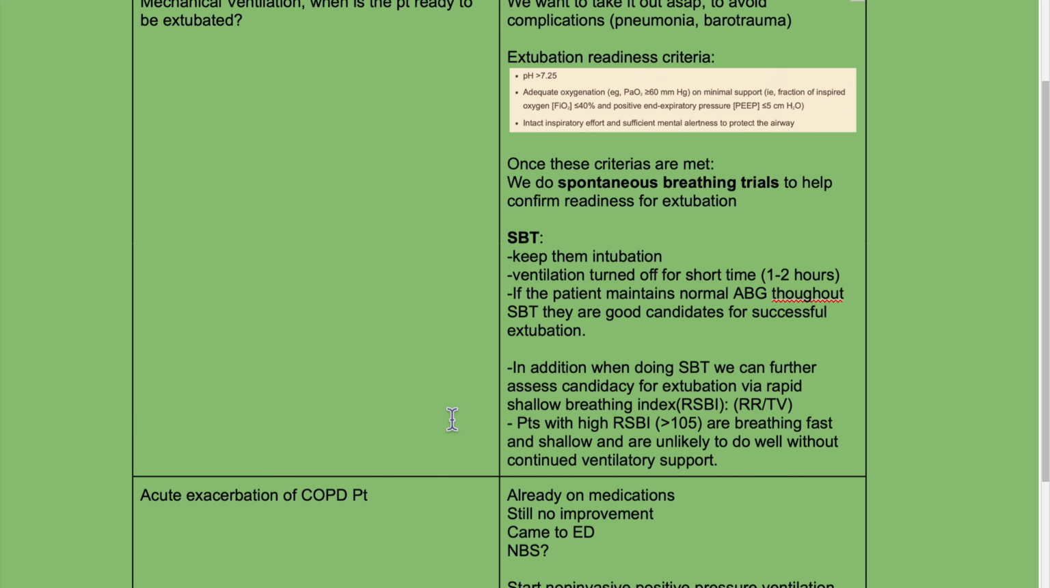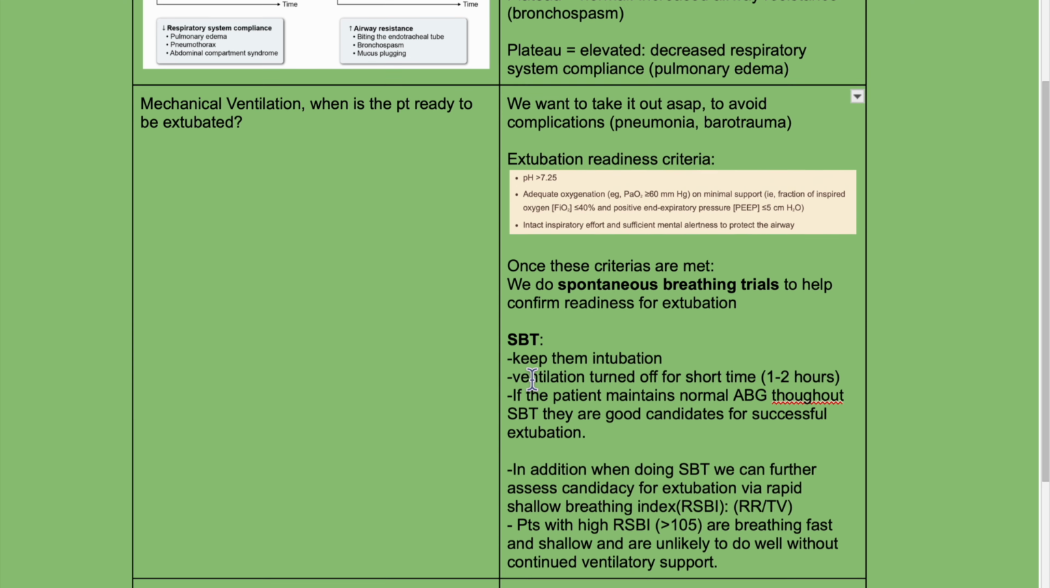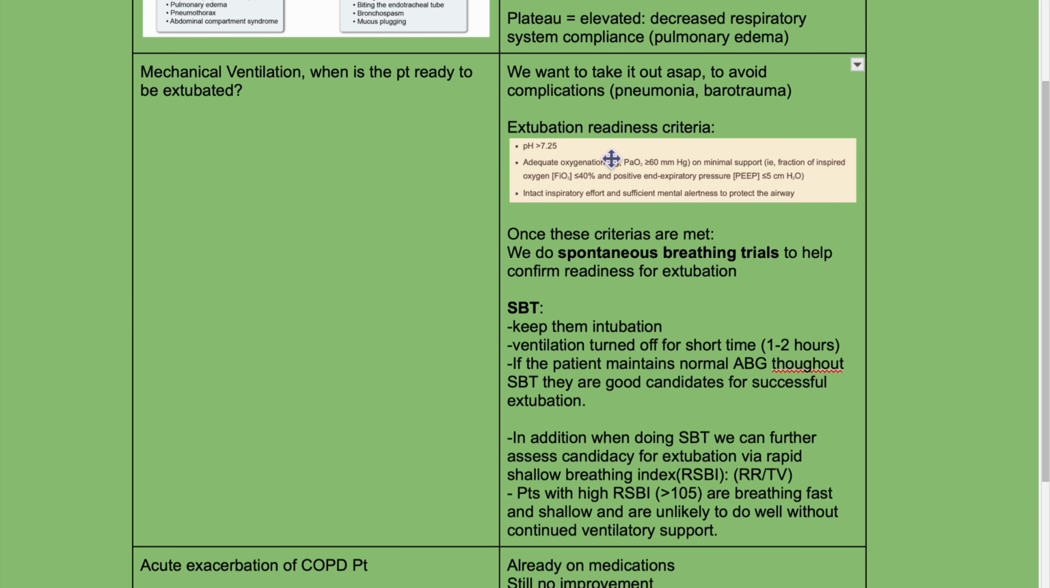Okay, and that's how we decide to extubate. These three are the important points right here, so remember those.